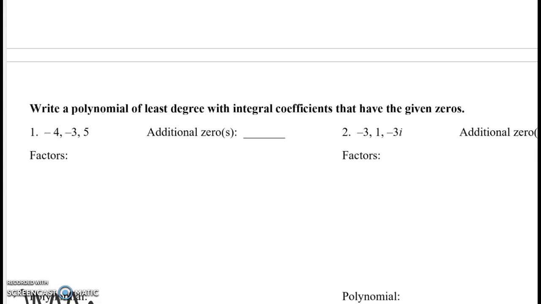Why do they always come in pairs? Well, if you were to solve x squared equals negative 25, when you take the square root, you get plus or minus 5i. So we get the positive 5i and the negative 5i. So if you have any imaginary solutions, you have to make sure to include the other.